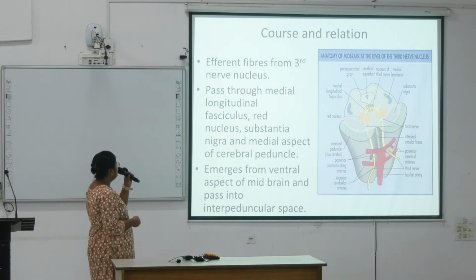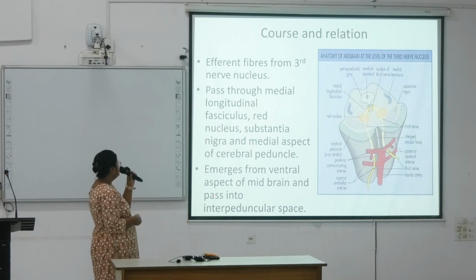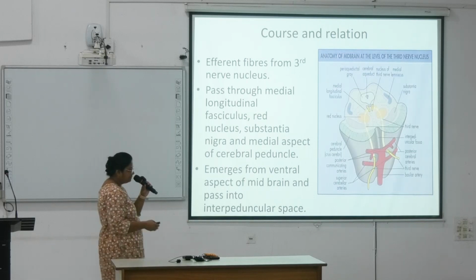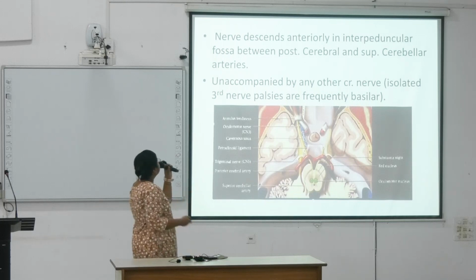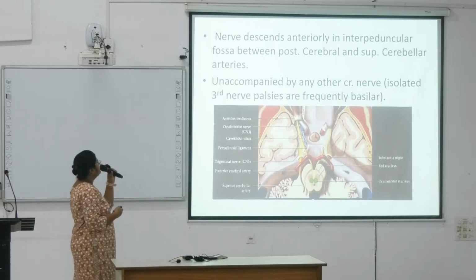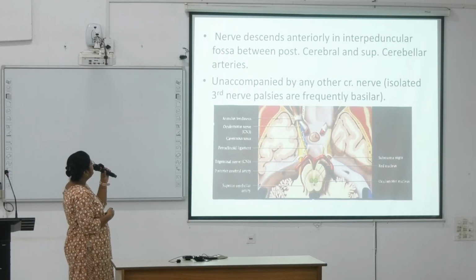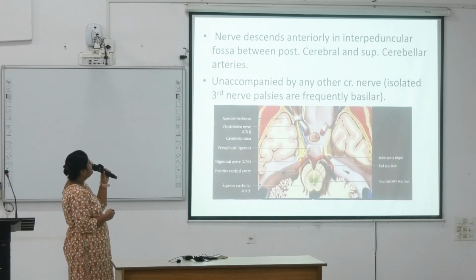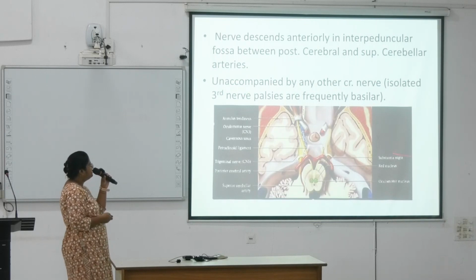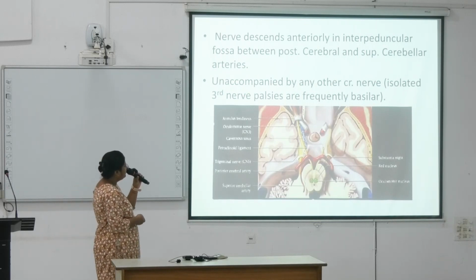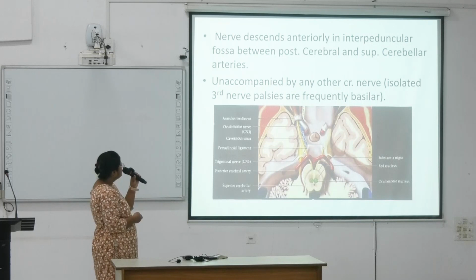Emerges from the ventral aspect of the midbrain and passes into the interpeduncular space. Okay, so here it is coming out. Next, the nerve descends anteriorly in the interpeduncular fossa between the posterior cerebral and superior cerebellar arteries. Here, in between two arteries, the nerve is passing.